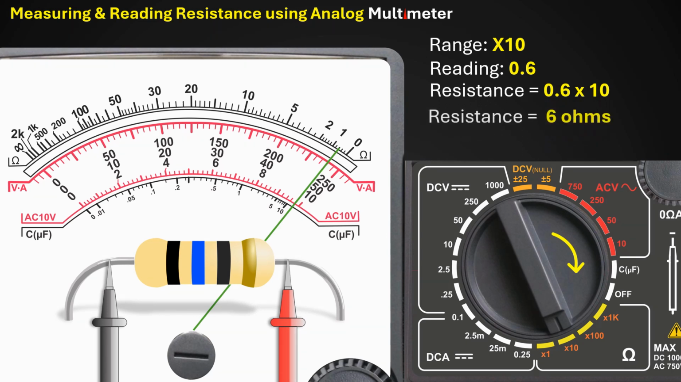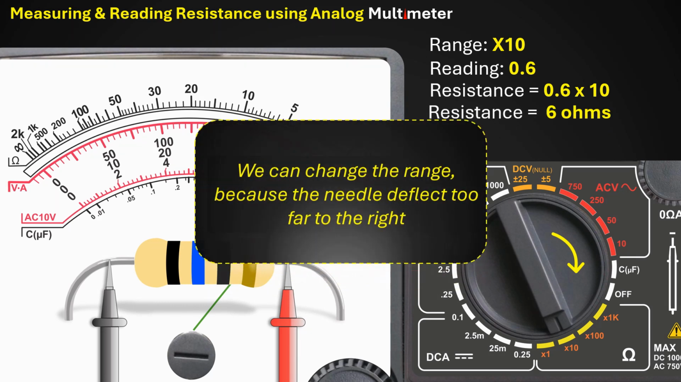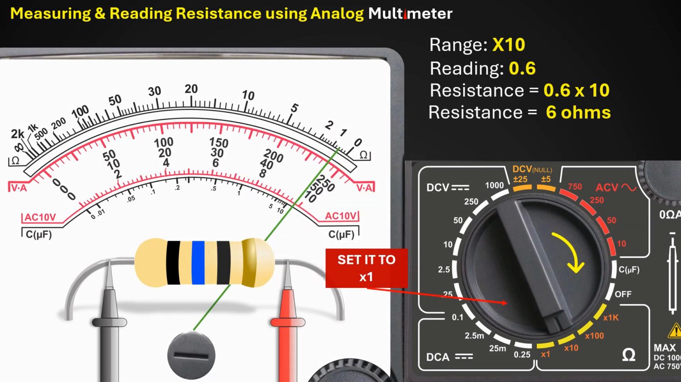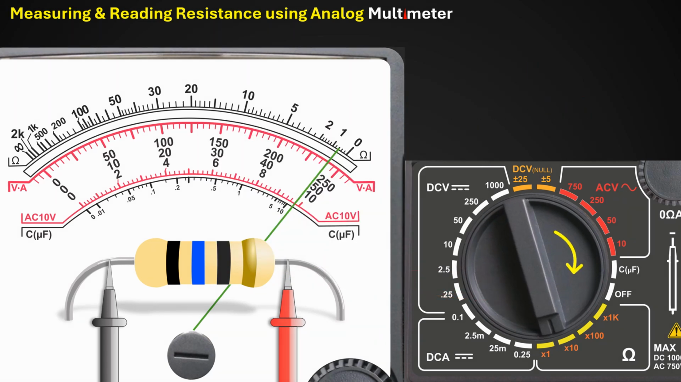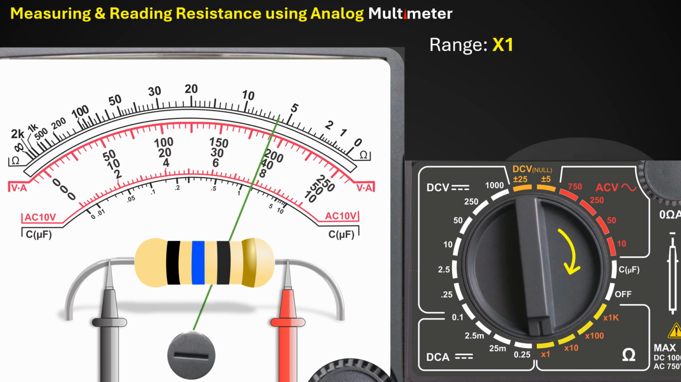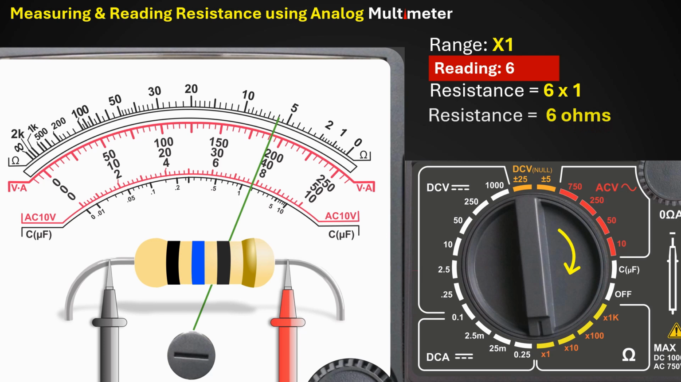Did you notice how the needle pointed too far to the right this time? That's telling us the resistance is pretty low. When that happens, it can be a good idea to switch to a lower range to get a more accurate reading. Let's do that now. Set the range to ×1 and check the needle again. Now, it's pointing to 6 ohms. Since the range is ×1, the resistance is simply 6 ohms. See how the reading is much clearer this time? That's because the needle is in a better position on the scale, giving us the exact value more easily.